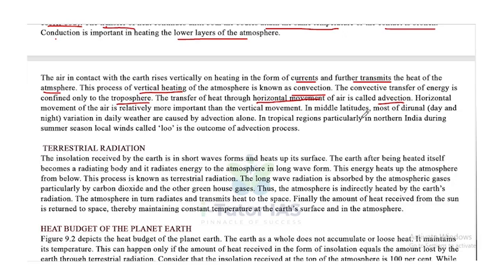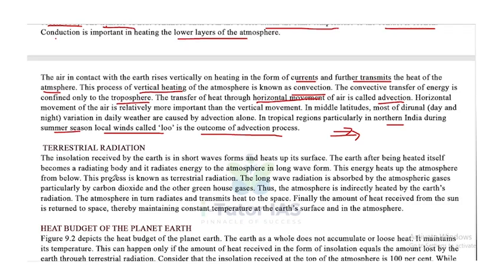In middle latitudes, most of the diurnal, that is day and night, temperature variation in daily weather is caused by advection alone. In tropical regions, particularly in northern India, during the summer season, a local wind called Loo is the outcome of the advection process. Okay, so that is the horizontal movement of the air, called advection. So Loo is the outcome of the advection process.